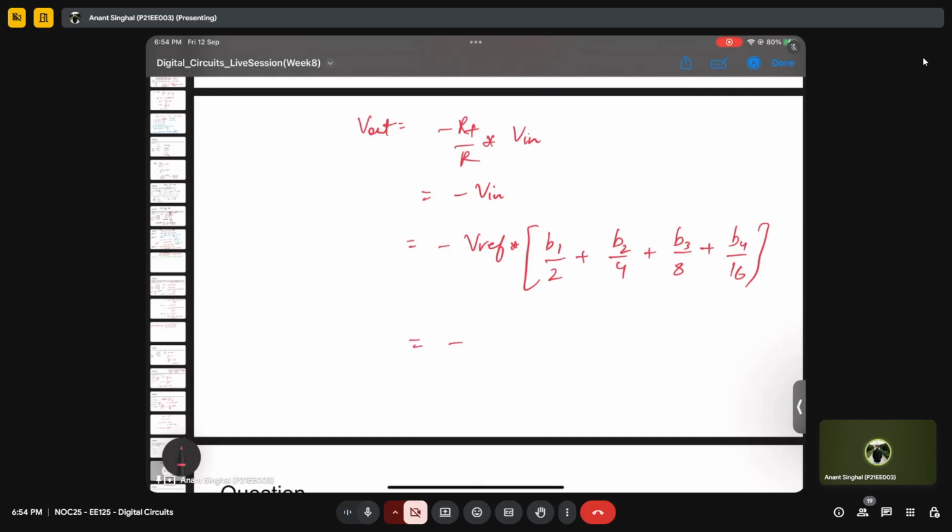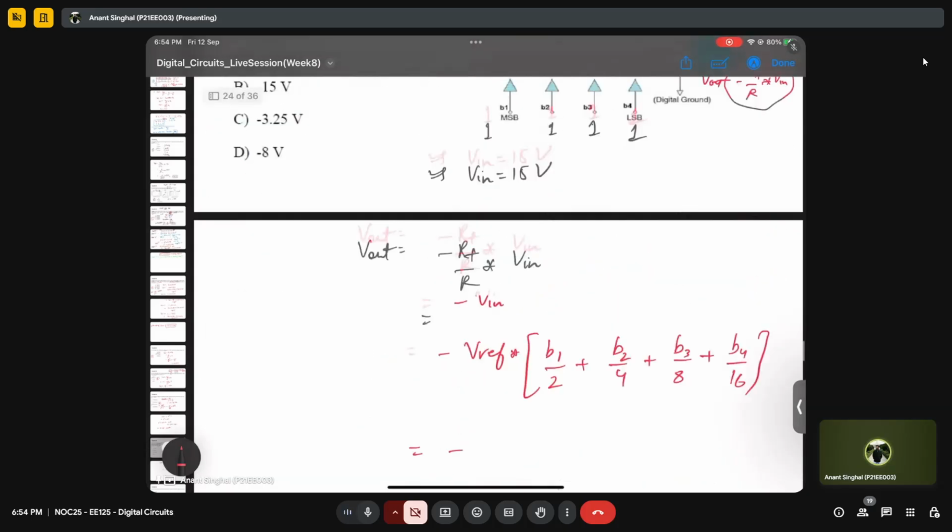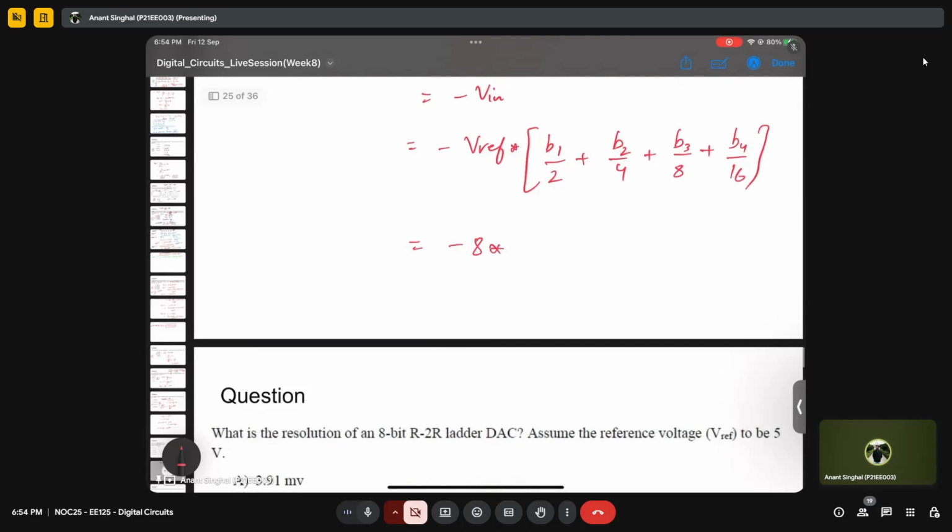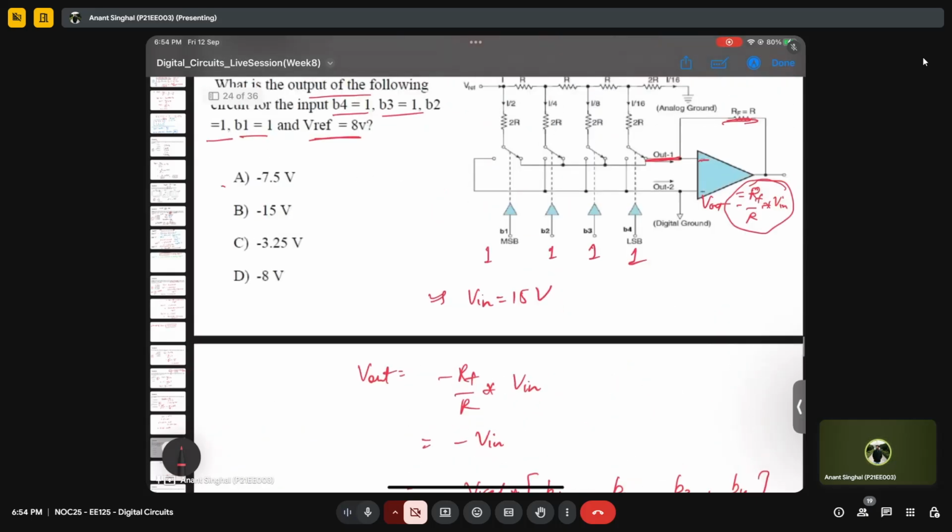So it's minus Vref. What is the Vref? Vref is 8 volts times, so all of them are 1, so I'll keep the 1. So this is 15 over 16 times 8 volts. This will give me minus 7.5 volts, which is option A. Yes, option A is the correct answer.